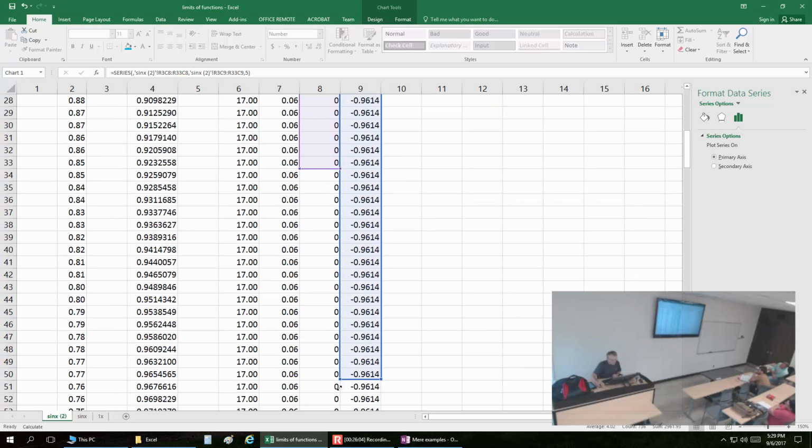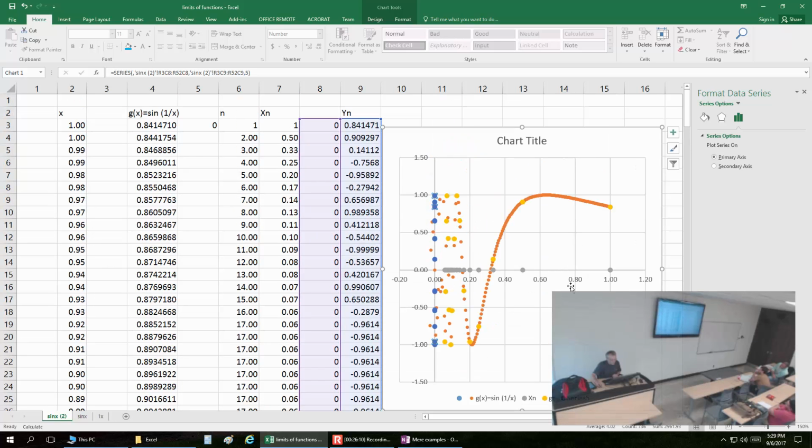Let's try again. I'm just providing more data. Okay, you see the blue dots now? These are the y's, and this is supposed to be a sequence. It is, no matter in what order you follow those blue dots, you can tell that there is no pattern appearing. There is no one accumulation.